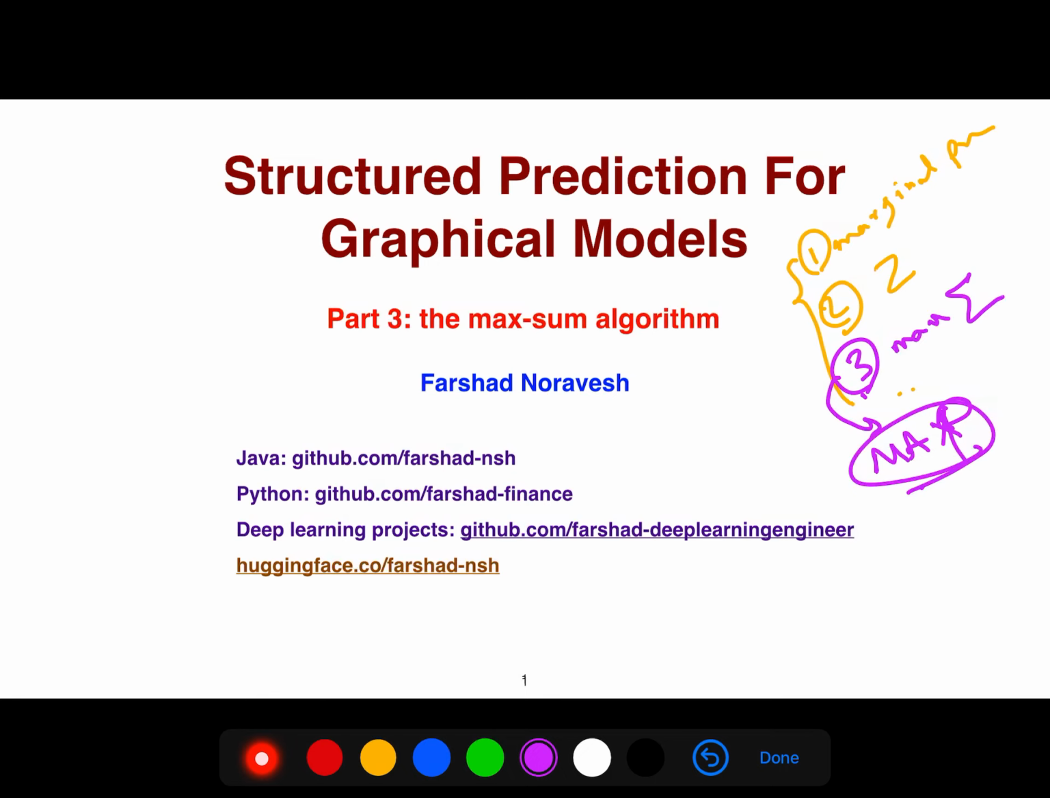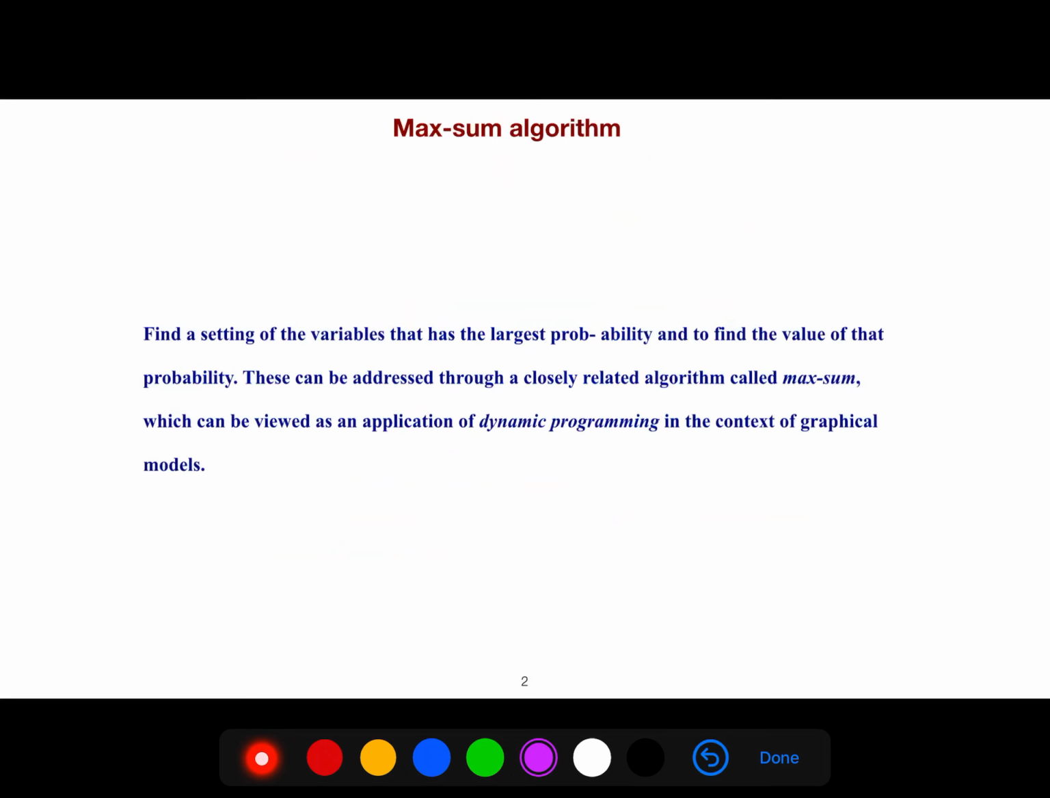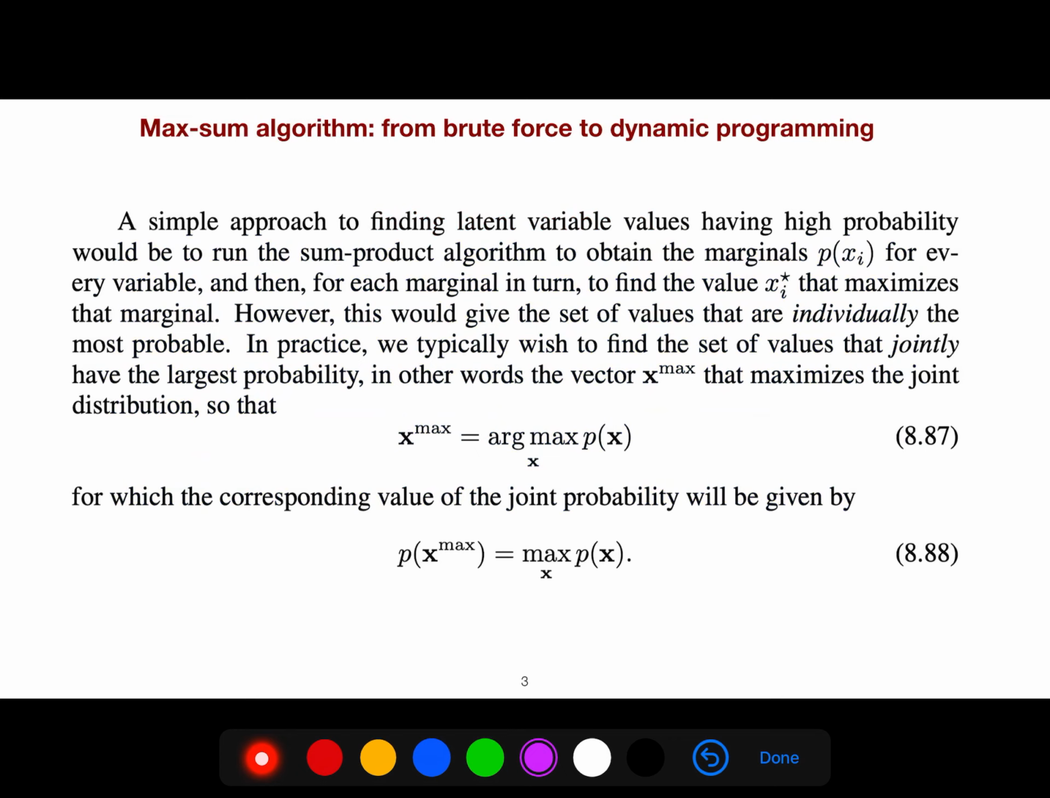And the algorithm that we use for this MAP assignment, one of them, is the max sum algorithm. Max sum is very similar to sum product because we can just replace all of those sums with the maximum, so they are very related. Finding a setting of the variables that has the largest probability, and finding the value of that probability, can be addressed through this closely related algorithm called max sum, which can be viewed as an application of dynamic programming in graphical models.